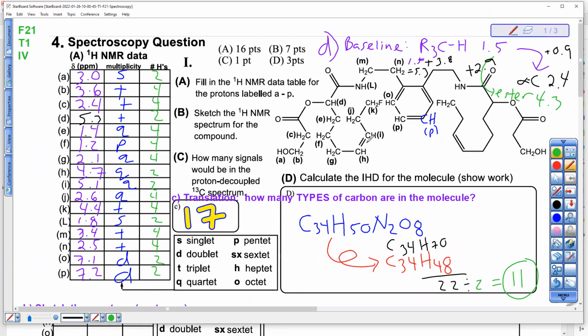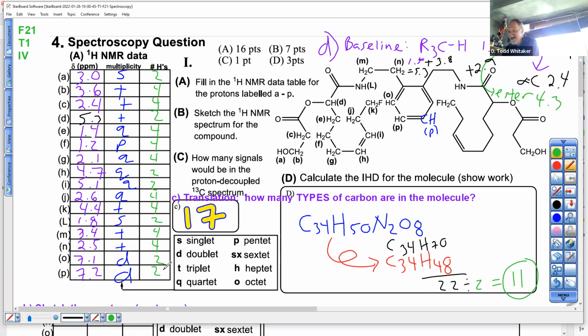Yeah. 1, 2, 3. I'm just gonna count all of them. 3, 4, 5, 6, 7, 8, 9. I got 9. I don't know what I'm doing. I'm tired. Ring. I got 1 ring, right? 1 ring, 1 pi. So an IHD of 4 for a benzene, right? It's got 3 pi's in 1 ring. 4, 5, 6, 7, 8, 9, 10. I'm back to 10 at least.